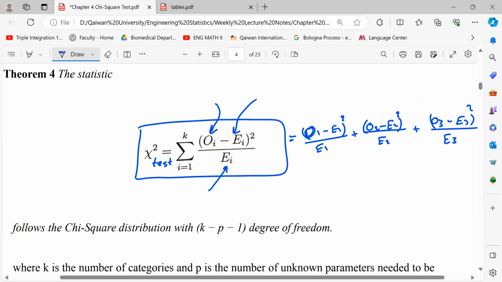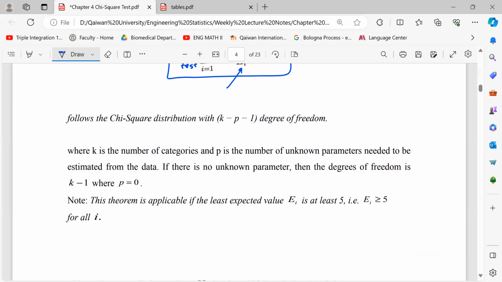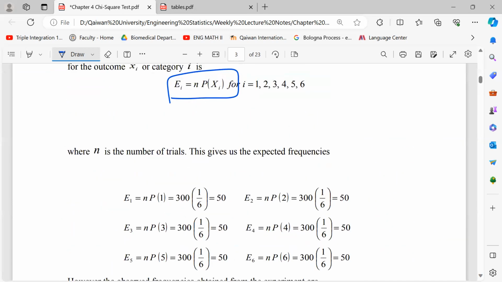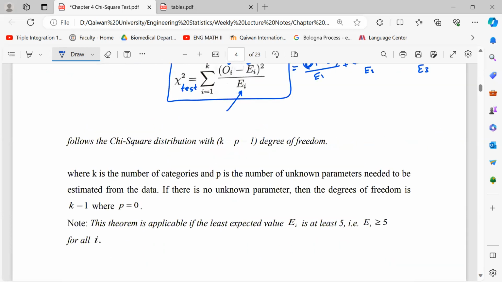It just depends on the expected frequencies and the observed frequencies which are given in the exam. We just focus on these two. If you have these two, we can get the chi-square test statistic. And then we need to find chi-square from the table.